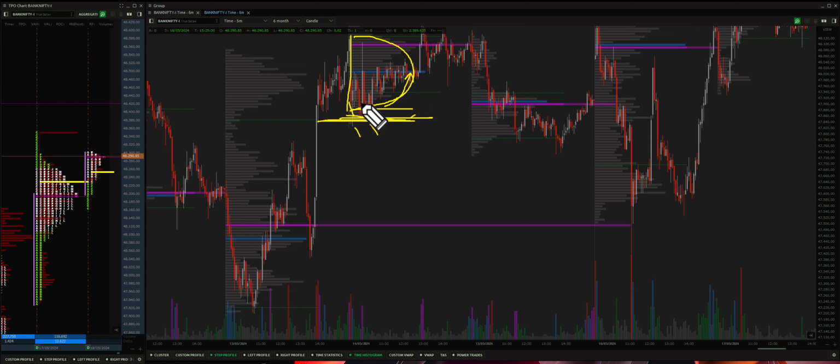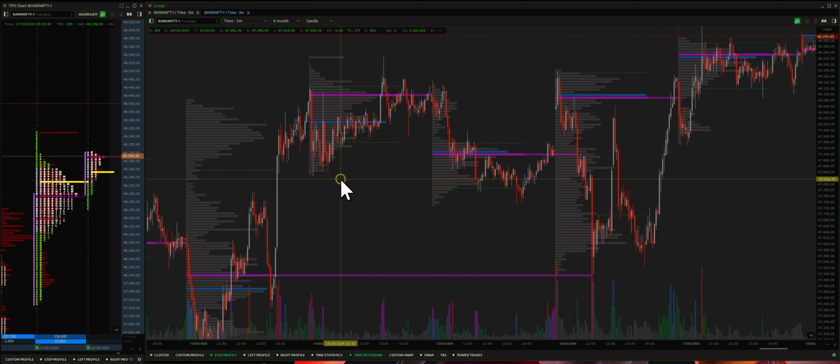The second way is, for example, if you see a breach of this, the first target generally people look at is this POC. Again, this is the conventional way. After we discuss this, we will go into a little bit of variation of this exact same thing. So this is one way of using the value area.